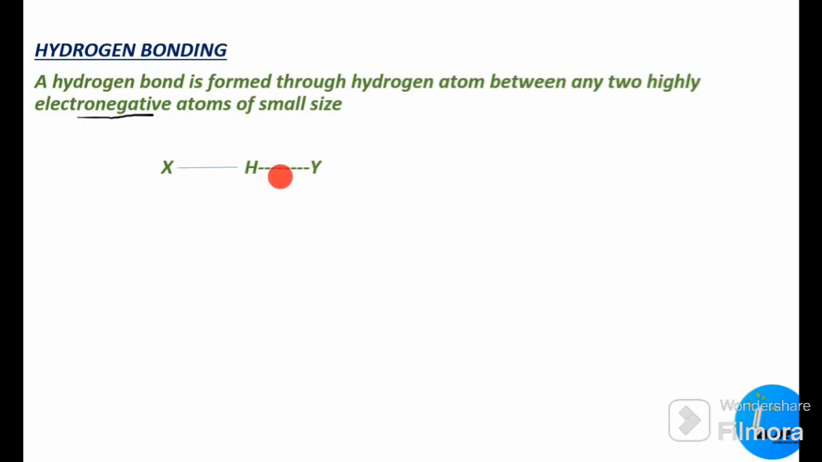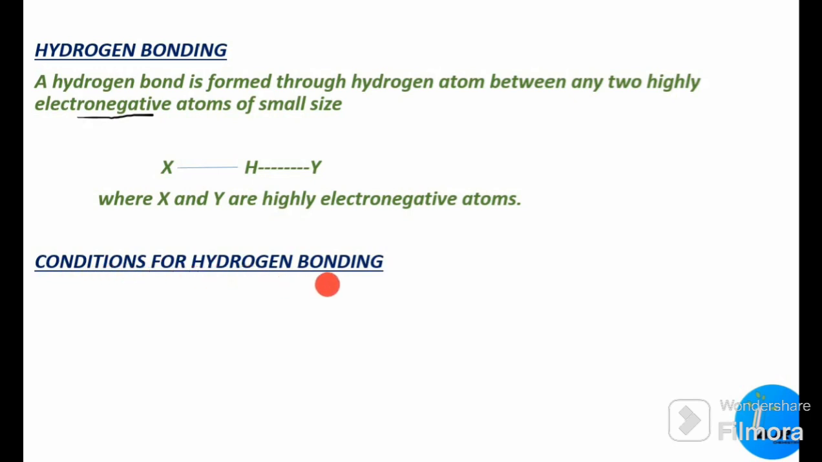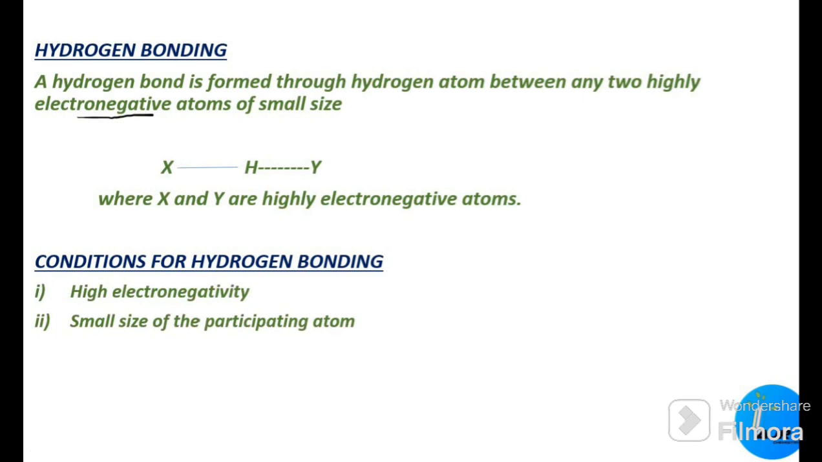Actually, this hydrogen bond is considered to be a little weak when compared to a covalent bond. Okay, can you understand? Now we shall see the conditions for the formation of hydrogen bonding. The important conditions are: the first one is high electronegativity. The atoms that are participating in hydrogen bonding should have high electronegativity. And the next condition is that they should be of smaller size. The participating atoms should be of small size, and also they should have high electronegativity.